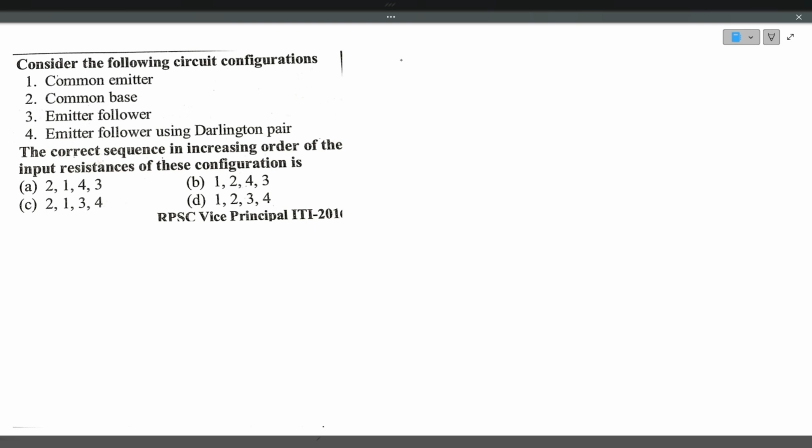So if you see, for common emitter, this is the common emitter. Input voltage is applied here, and there is no emitter resistance. I am taking the emitter resistance in parallel with the emitter capacitor, so I am replacing this emitter resistance with a short circuit. Okay, this is the normal diagram. Now the input resistance is nothing but input voltage divided by input current, IB.